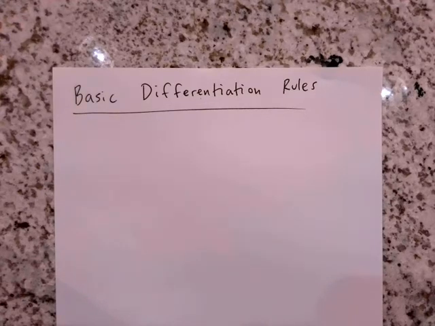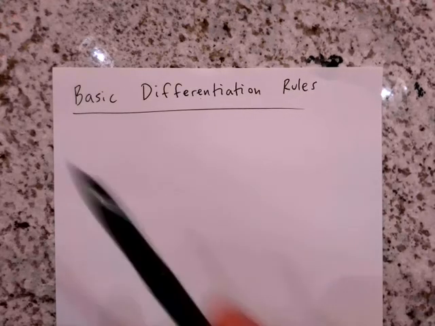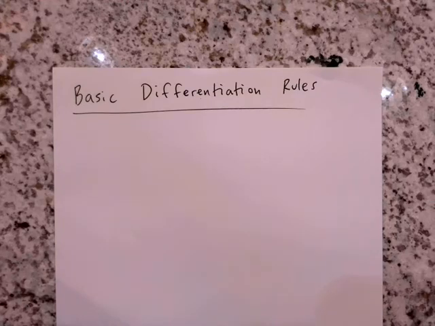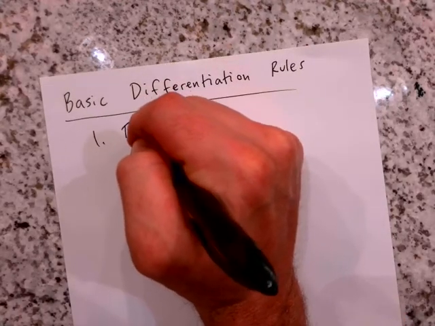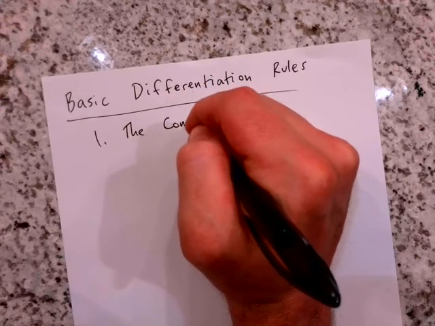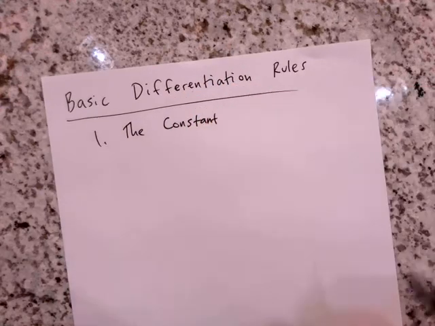In practice, you almost never use the definition of the derivative with limits. Instead, when you're trying to find a derivative, you use the basic differentiation rules. The first one we'll learn is the constant rule. And all of these rules I'll explain geometrically and analytically.